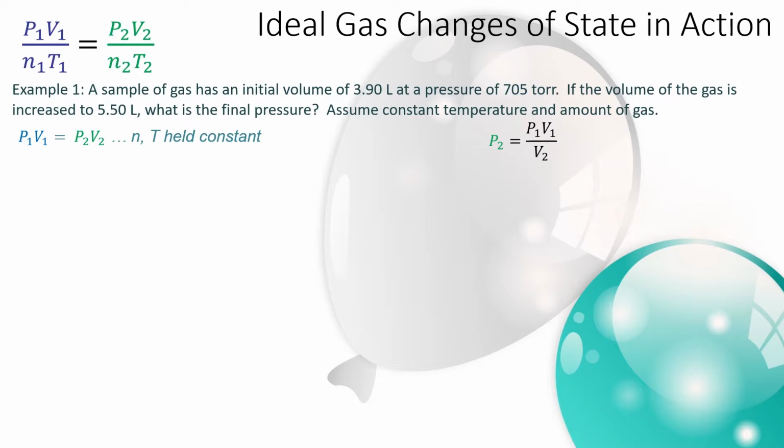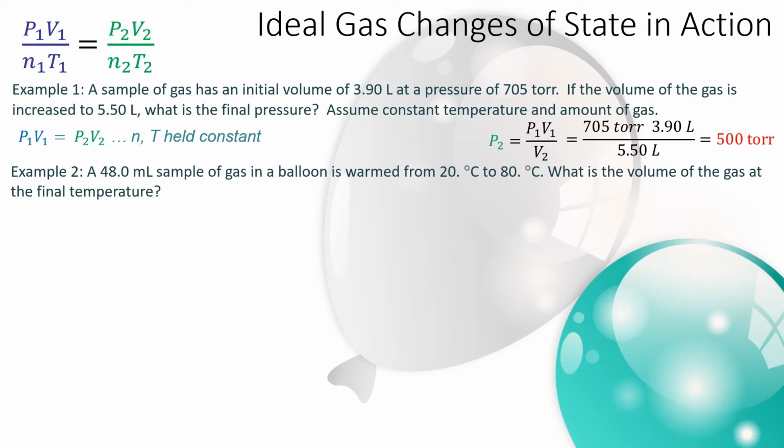We check to make sure the units of our volumes are the same. We then plug into the equation and calculate. Notice that the units on volume will cancel, leaving us with just torr, a pressure unit. Our final answer is 500 torr, which is smaller than the original pressure, just as we expected.